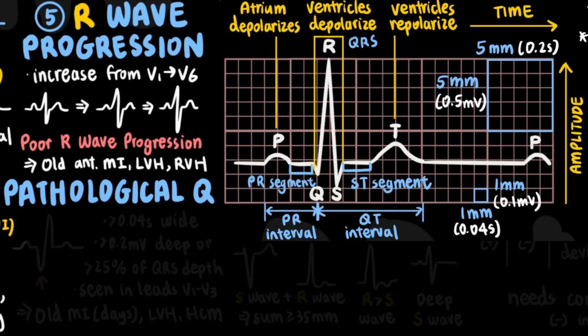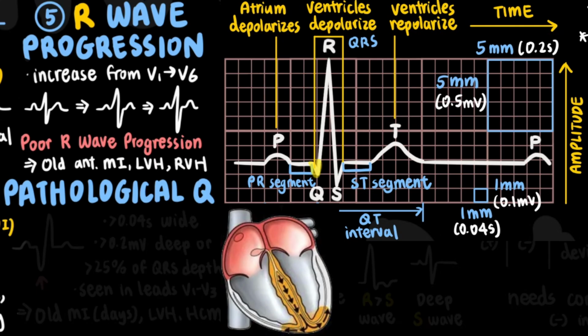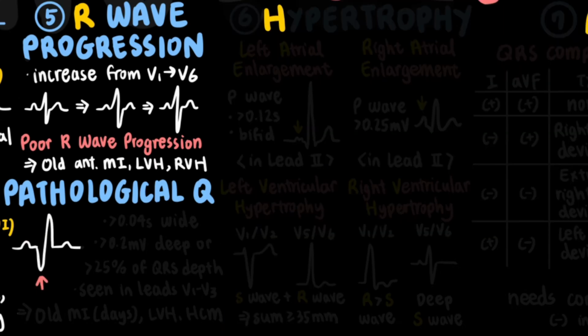A Q wave is the first negative deflection that appears before the R wave in the QRS complex. Normally, it represents septal depolarization. A Q wave becomes pathological when it meets any of these criteria.